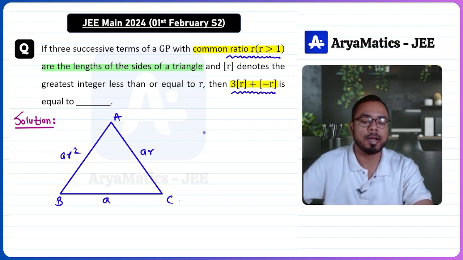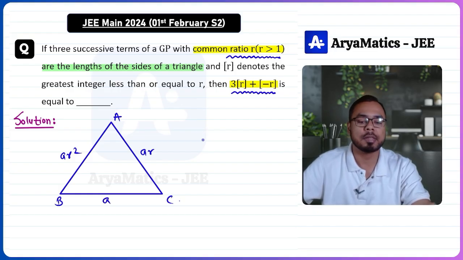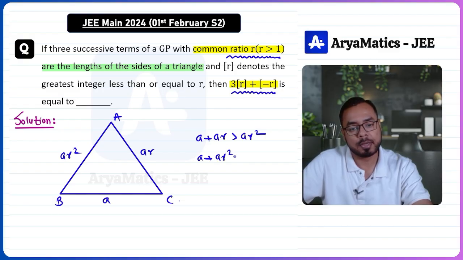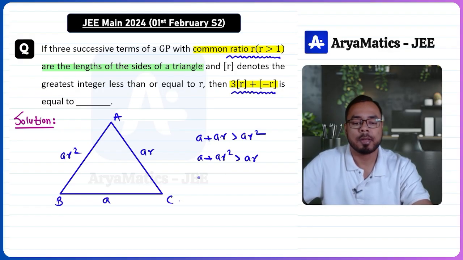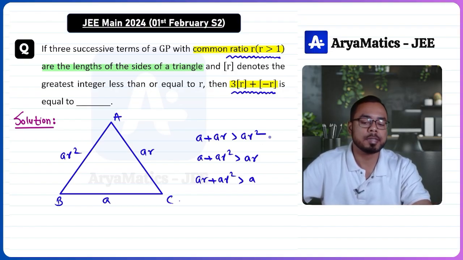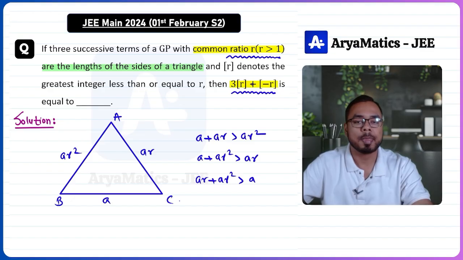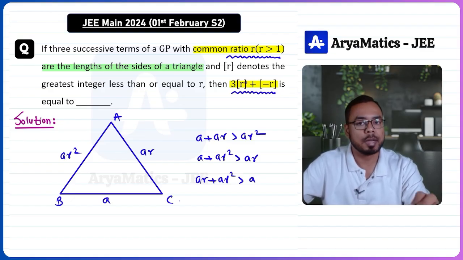Now we know that in any triangle, the sum of two sides is always greater than the third side. That means A plus AR should be greater than AR square. Similarly, A plus AR square should be greater than A into R. And finally, AR plus AR square should be greater than A. So basically, we need to solve these three inequalities, and from there find the range of A. And then we have to find the range of R, and then see what should be the greatest integer of R and greatest integer of minus R.